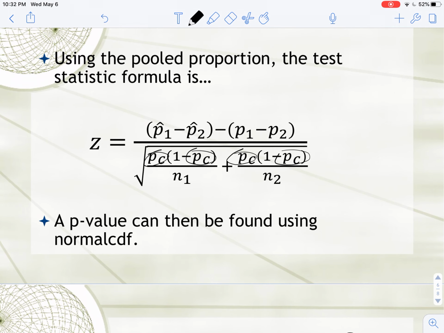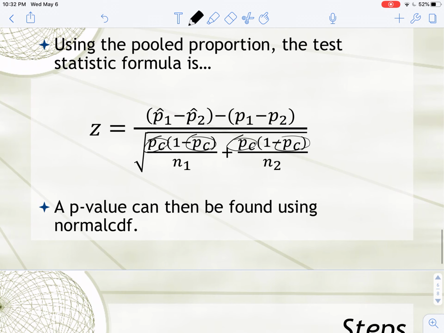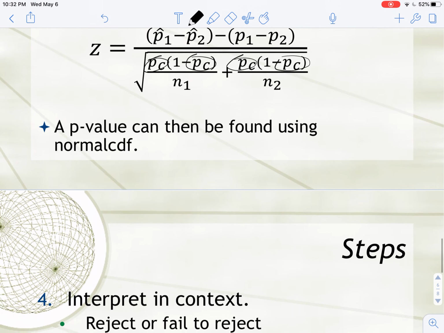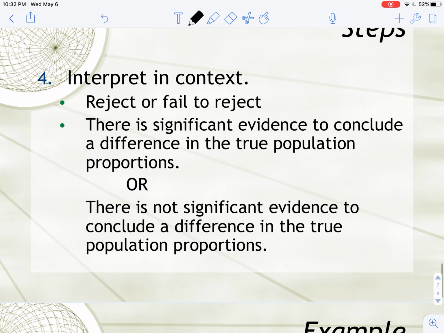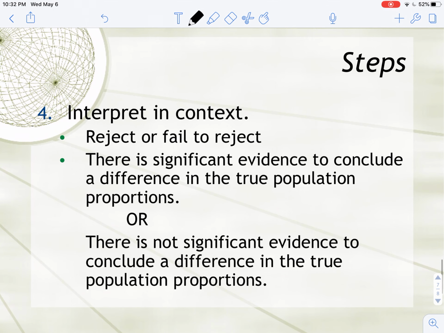All right, so once you then have a z-score, you're going to calculate a p-value. If you're using the TI calculator, you're going to use the normal CDF function. Then when you get to step 4, this is where you're going to compare that p-value to your alpha value and decide if you're going to reject the null or fail to reject the null.